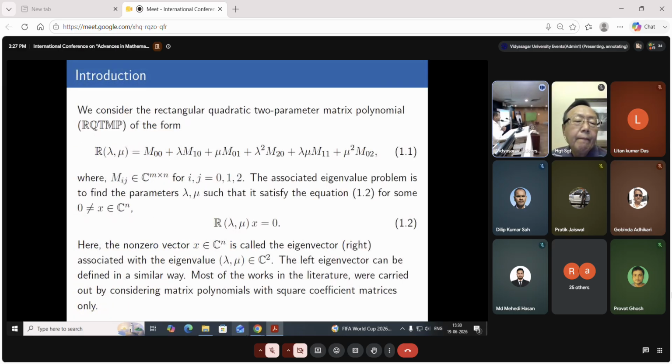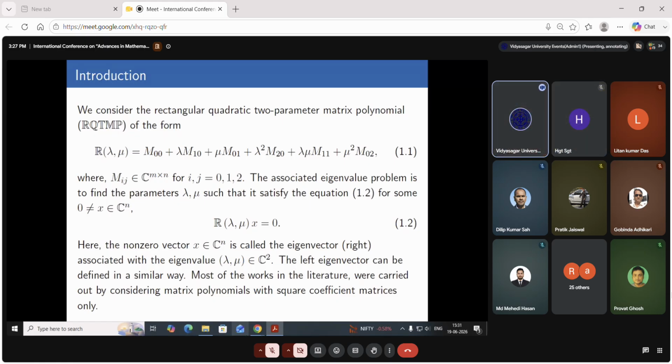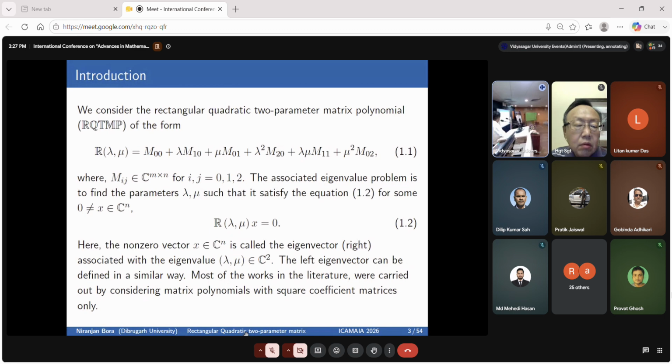Polynomial eigenvalue problems having square coefficients are well investigated in recent literature, but the rectangular case is largely unexplored. Here, in 1.1, we have taken the matrix polynomial of the form 1.1, and the matrix coefficients M_ij are matrices of size m by n. The associated eigenvalue satisfies the matrix equation. We can define the eigenvector in a similar way by replacing x by x star on the right hand part of lambda mu.